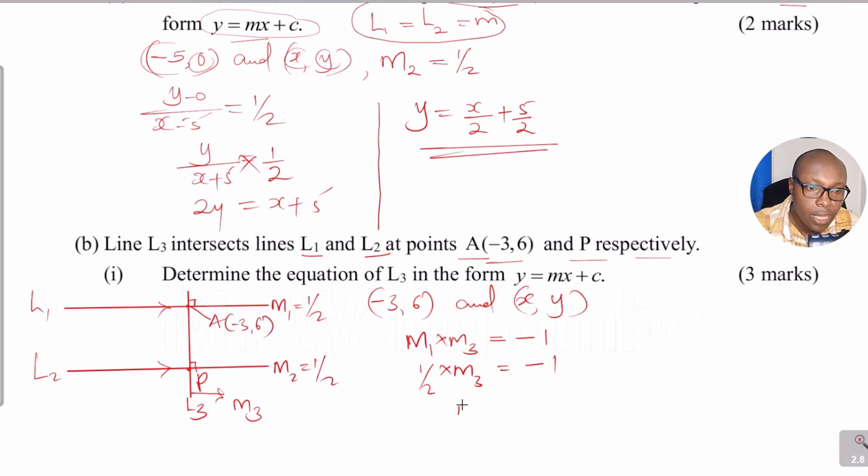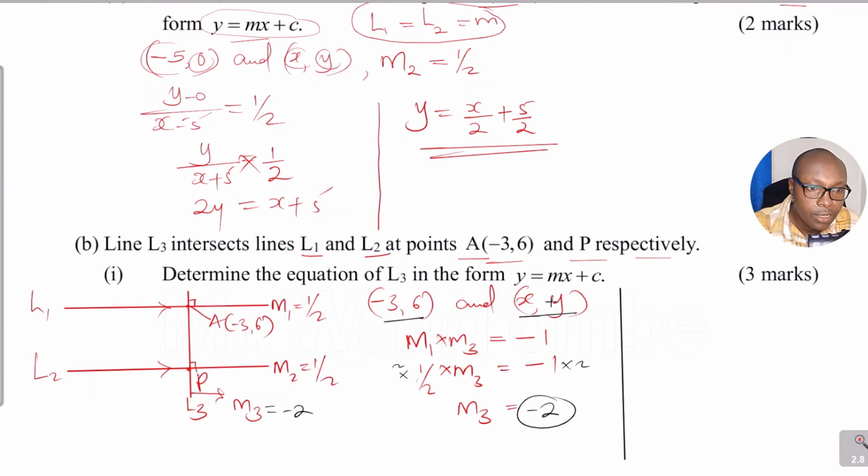So therefore, the gradient of line 3, which is M3, make M3 the subject. Multiply this side by 2 and this side by 2, you'll be left on the left hand side with M3, which will be -2. So M3 is equals to -2. Now with that, we'll be able to get the equation of L3. We have these 2 points here, and we have the gradient.